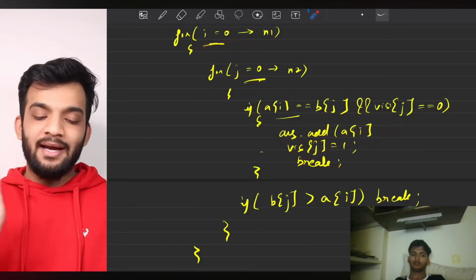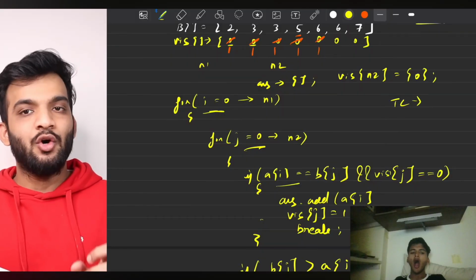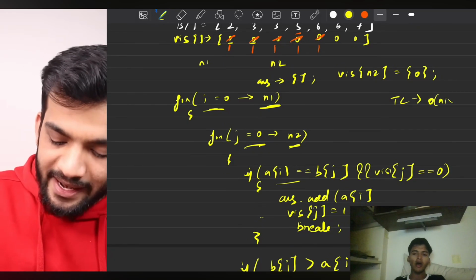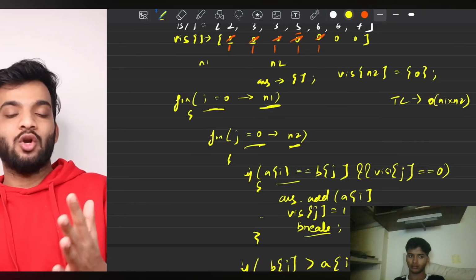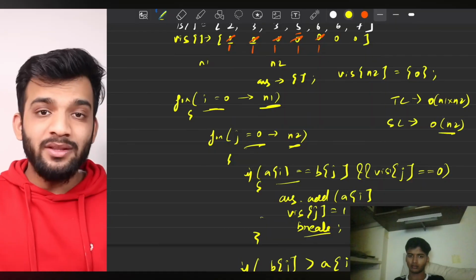So you keep on doing this for every I, and at the end of the day, you will have your answer array. If I have to determine the time complexity of this brute force approach, what will it be? Obviously two loops running. So that's N1 cross N2 in the worst case, if the break and all these things never happen. And what is the space complexity? Obviously the space complexity is big O of N2 in this case.